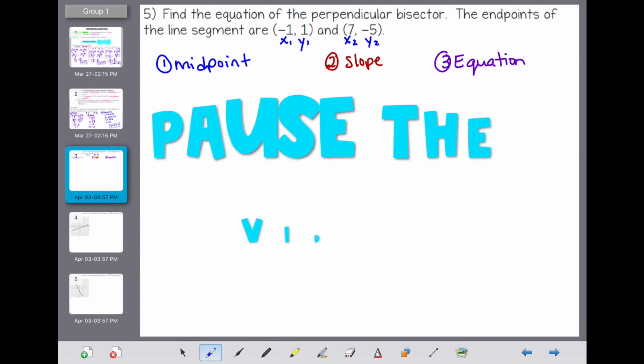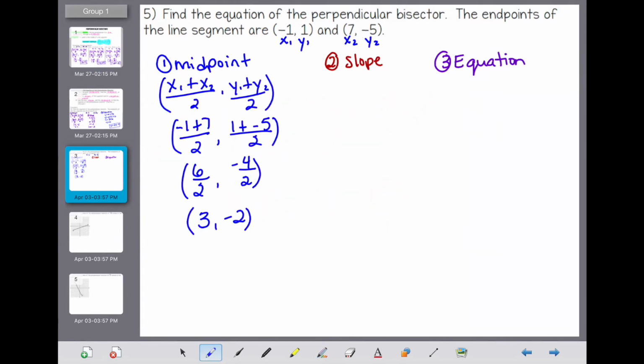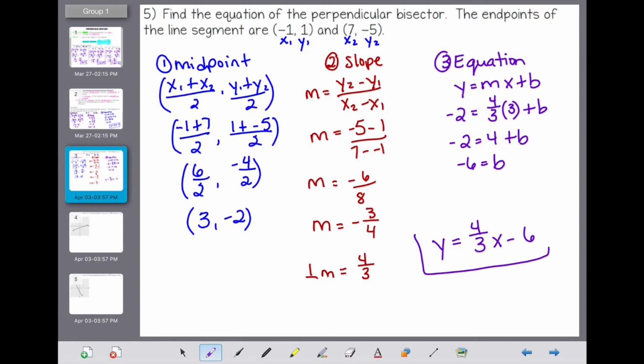So pause the video now to find the midpoint, the slope, and then the equation. If for the midpoint you got (3, -2), you are correct. Now you're ready to find the slope. If you got -3/4 as the slope, you are correct. So now what would be the negative reciprocal of -3/4? If you said that it's 4/3, you are correct. I like to put the little perpendicular symbol in front of the slope so I know which one to use when I get to step 3, the equation. If you got y equals 4/3 x minus 6, you are correct.